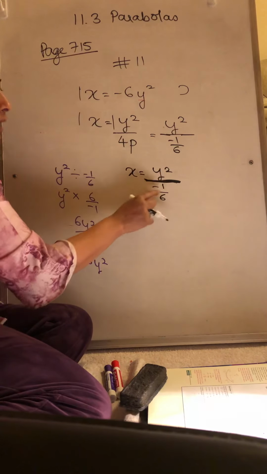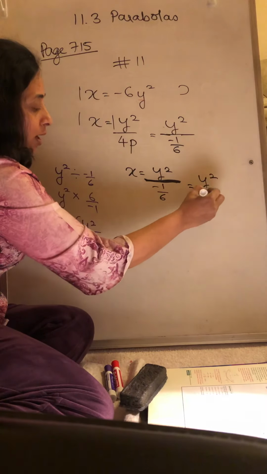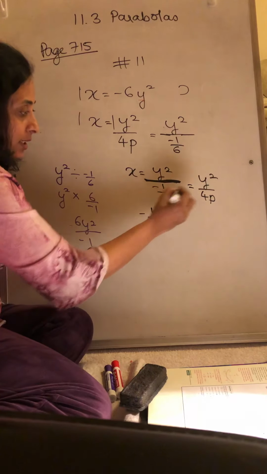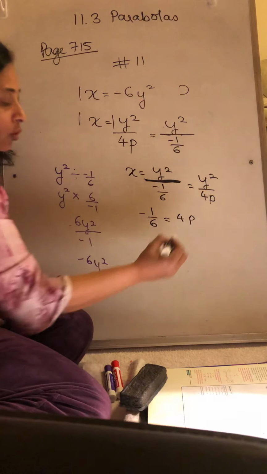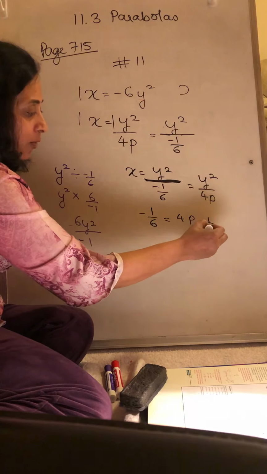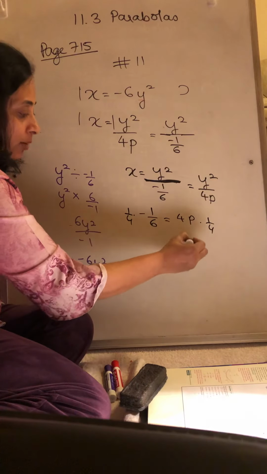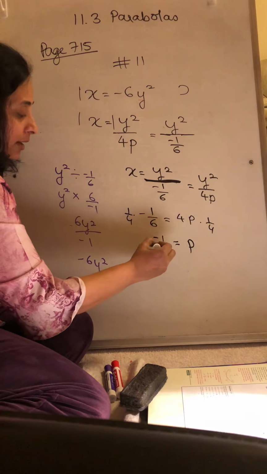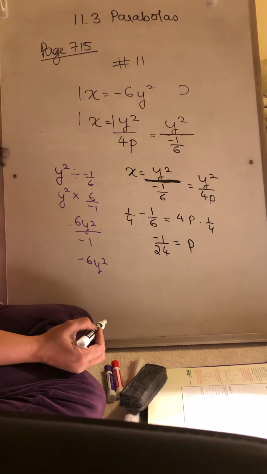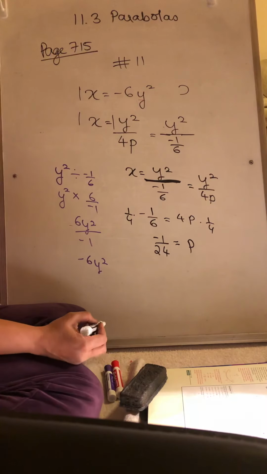So x equals y square over, this is the same as y square over 4p, which means negative 1 over 6 is equal to 4p. How do I get the p by itself? Multiply by 1/4. So I got p equals negative 1 over 24. That was my goal, right? What are they asking me to do here? 11. Sketch a complete graph.